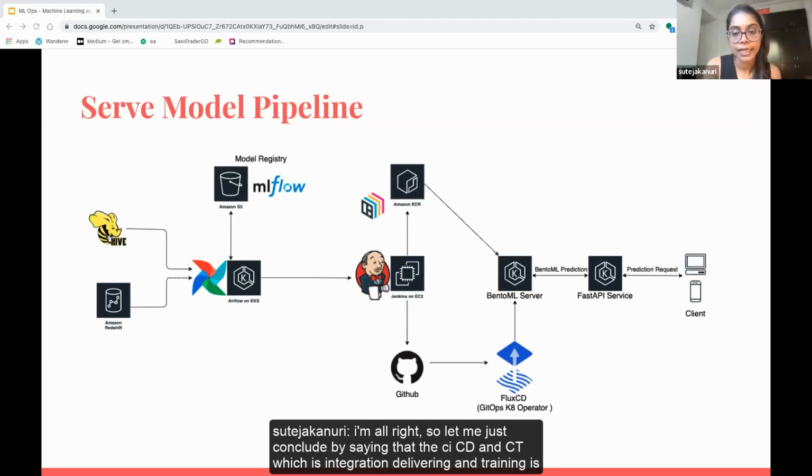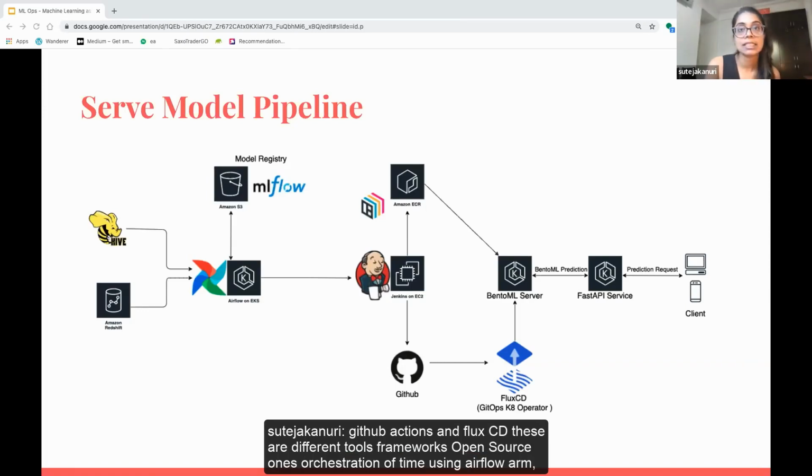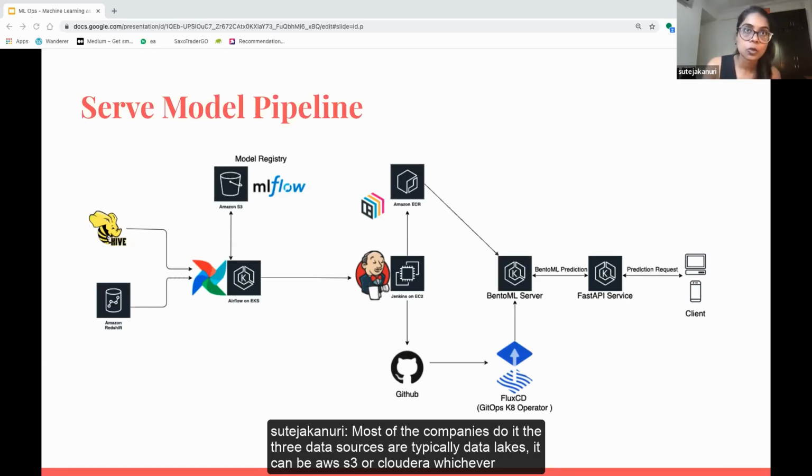All right. Let me conclude by saying that the CI/CD and CT, which is integration, delivery, and training, is done by Jenkins, GitHub Actions, and Flux CD. These are different open source tools and frameworks. Orchestration is done using Airflow, which is very popular. Most of the companies do it this way. Data sources are typically data lakes. It can be AWS S3 or Cloudera, whichever company you have onboarded. And model tracking and registry is done using MLflow or equivalent.